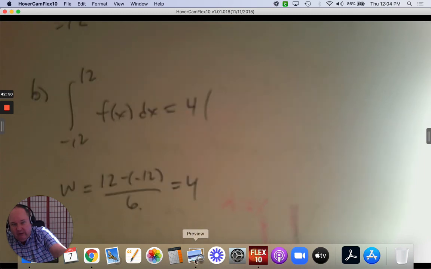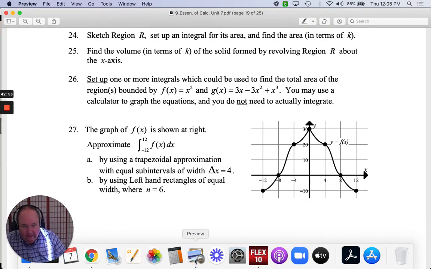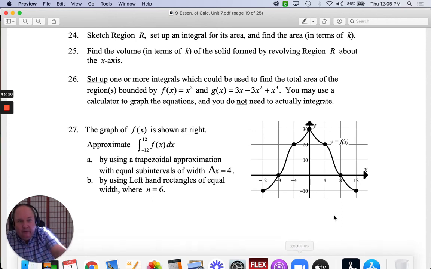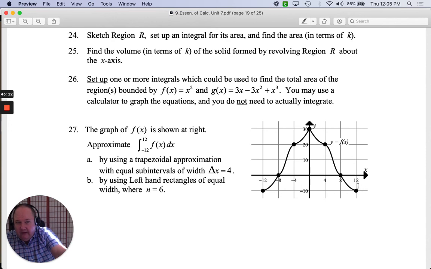Just the left heights. So the first left height is negative 10. Then the next left height is 0. Then the next left height is 20. Then 30. Then 20. Then 0, and then I don't include the last one because it's a left one. So for the last rectangle, you don't include the last height. At the last height, you put down a 0. That's it.